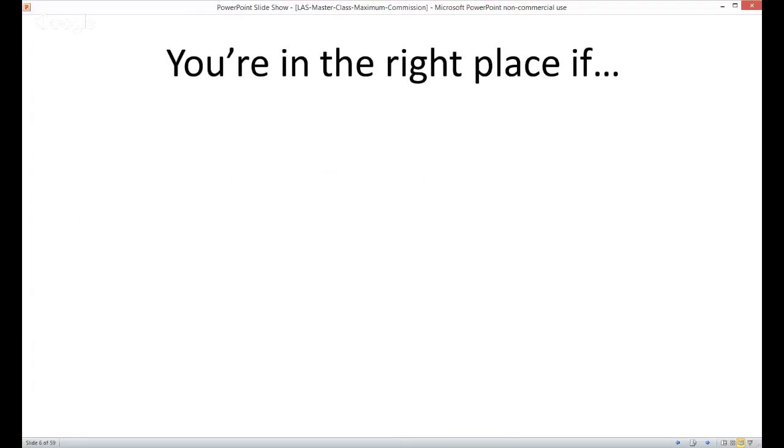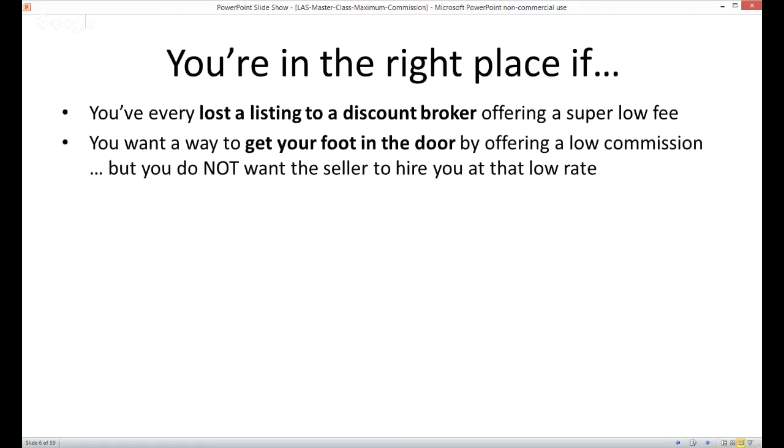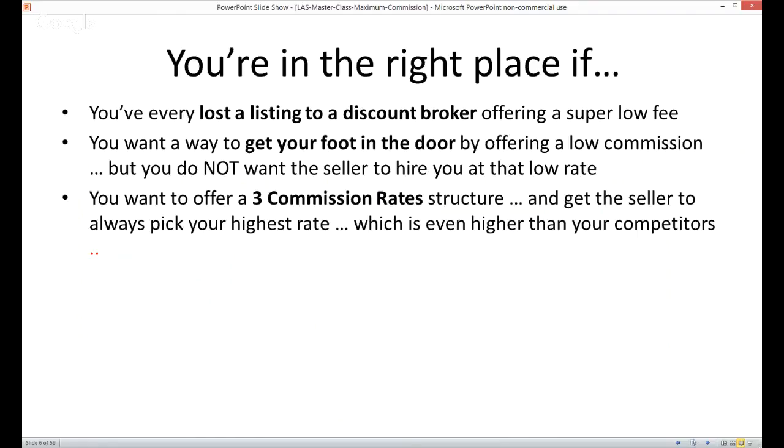All right, so you're in the right place if you ever lost a listing to a discount broker offering a super low fee. You want a way to get your foot in the door by offering a low commission, but you do not want the seller to hire you at that low rate. You want to offer a three commission rate structure and get the seller to always pick your highest rate, which is even higher than your competitors.